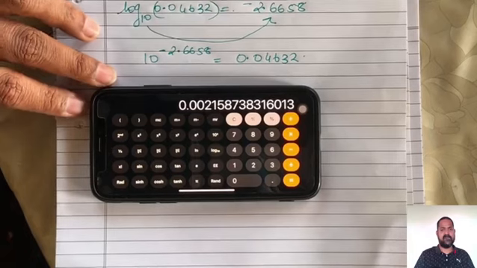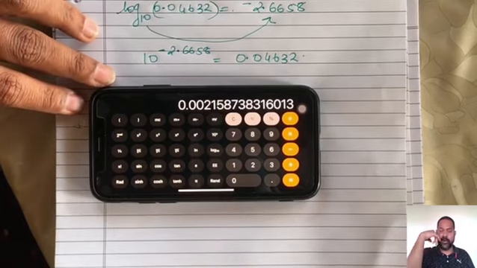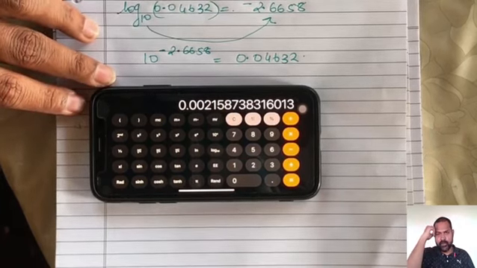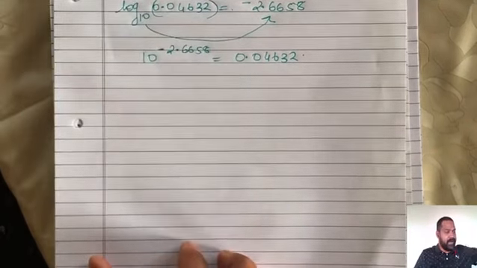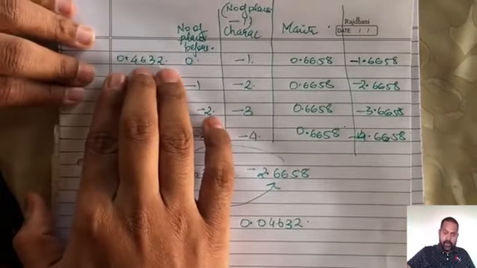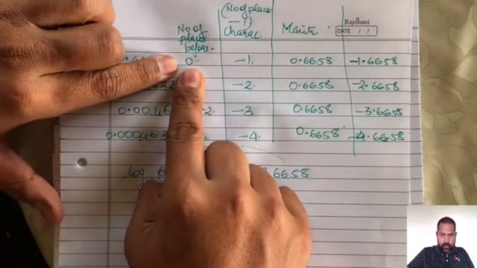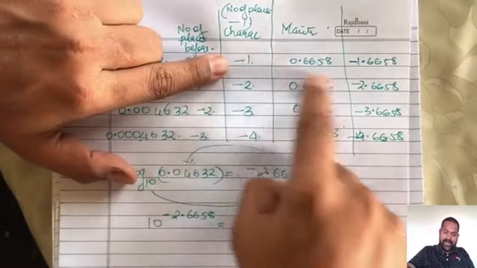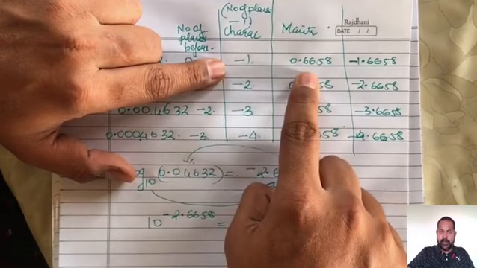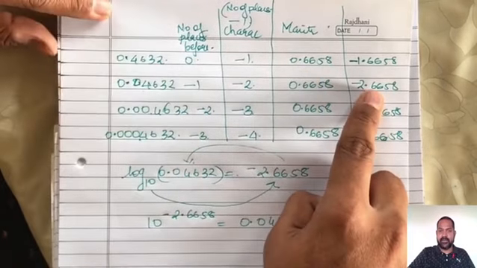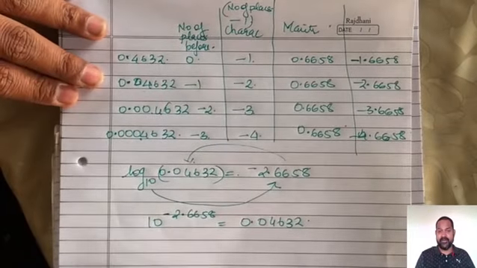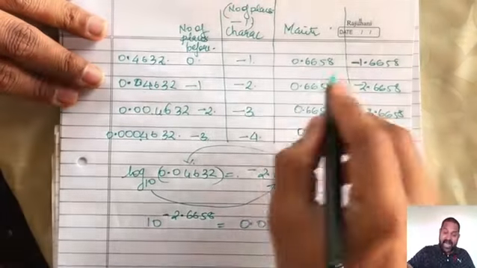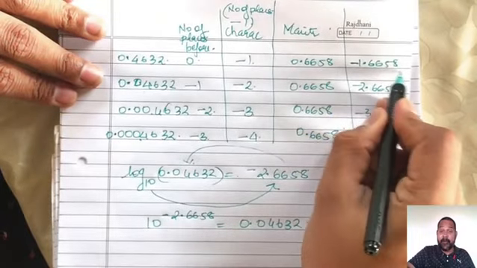0.02158. No, I'm looking for a 0.04632. Have I made a mistake? Let me check. Let's go back and say this is the number. Number of places before the decimal is 0, minus 1 is minus 1, and mantissa is this. And log is characteristic plus mantissa. Yes, that is exactly where you are making a mistake. And the mistake is log is characteristic plus mantissa.